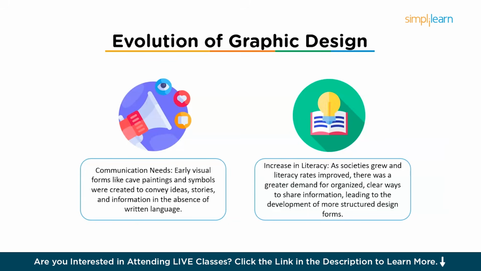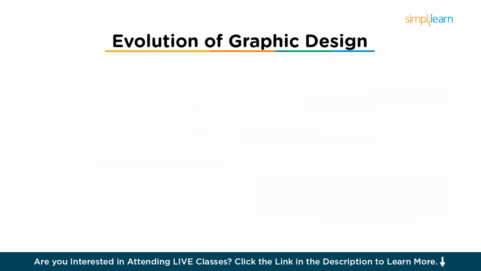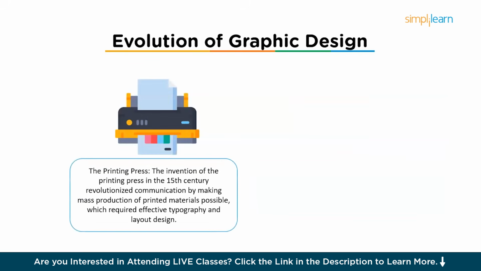Next we have increase in literacy. As societies grew and literacy rates improved, there was a great demand for organized, clear ways to share information, leading to the development of more structured design forms. Then we have the printing press. The invention of the printing press in the 15th century revolutionized communication by making mass production of printed materials possible, which required effective typography and layout design.